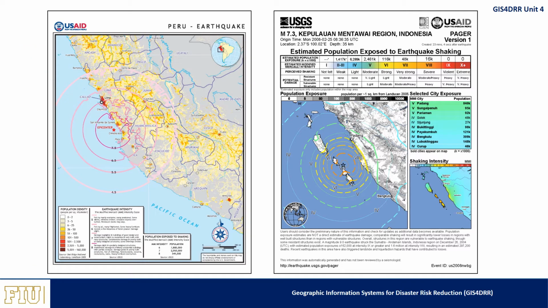These are two map products leveraging the shake map product from USGS. Both maps use the shake map in the GIS to capture some estimates of exposures within the affected communities.